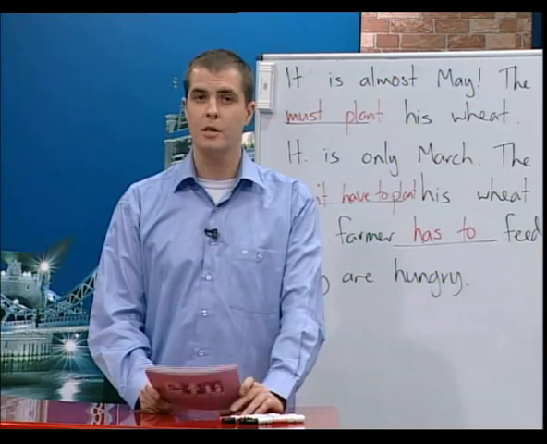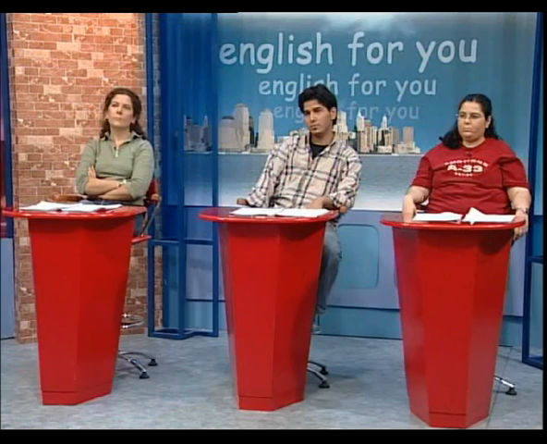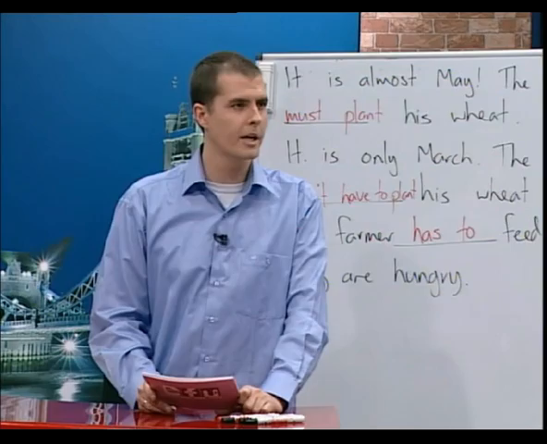Now let's try an exercise using be able to. So let's make one sentence each. Tell me what a farmer's children aren't able to do. Okay? Monica, you go first. A farmer's children aren't able to fill a silo. It's their father's job. Good sentence.